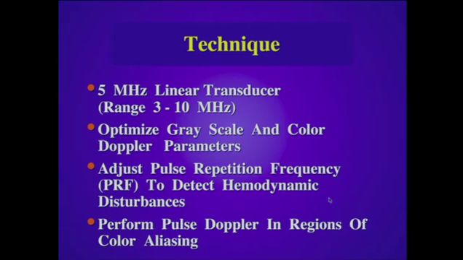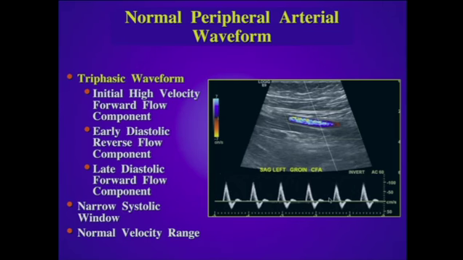Probably the most important concept in this presentation is to recognize normal peripheral arterial flow. Normal waveforms in the upper and lower extremities have a triphasic configuration. We will see an initial high velocity forward flow component in systole, and this represents ventricular contraction with propulsion of red blood cells down into the lower extremity.